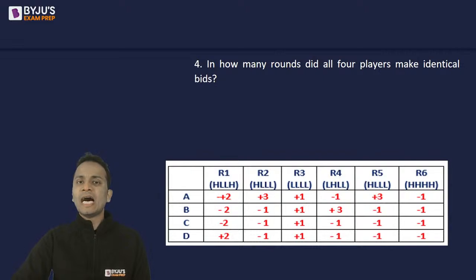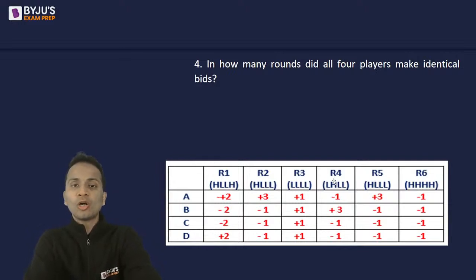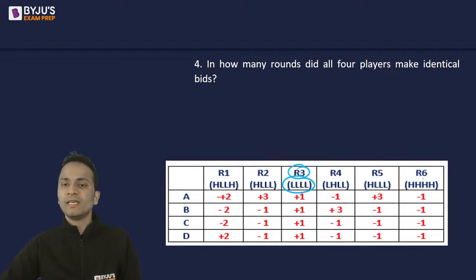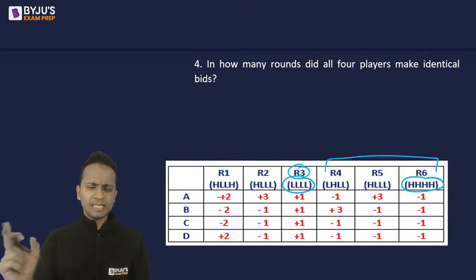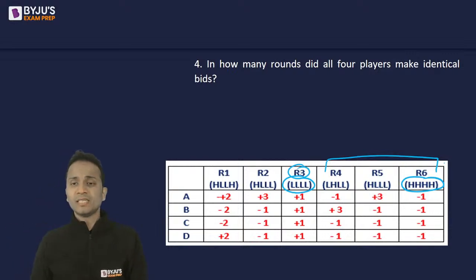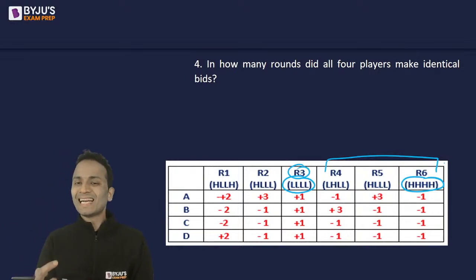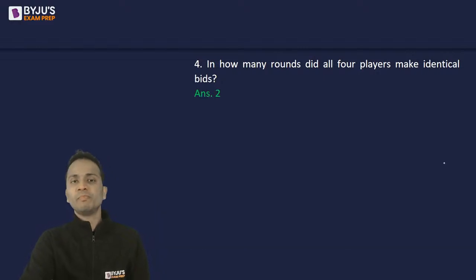Next, fourth question. In how many rounds did all players make identical bids? Now, all players made identical bids. That means all players made the same bid, either all highs or all lows. Now, all lows are there in round number 3, okay? And all highs are here, in any one of the last 3 rounds. Okay, we know the sequence can be different, right? So there are exactly 2 rounds in which all the players made identical bids.